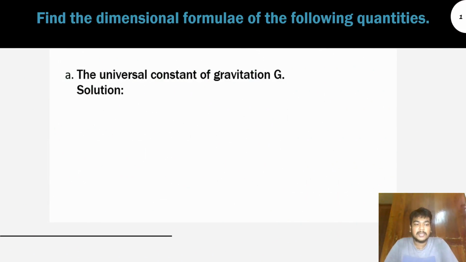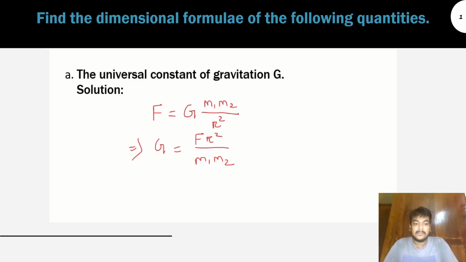So in our first question, find the dimensional formula of the following quantities. The universal constant of gravitation G. We know that F is equal to G m1 m2 divided by R square, where m1 and m2 are the masses of two bodies and R is the distance between them. That implies G is equal to F into R square divided by m1 m2. And from this we will derive the dimensional formula of G.